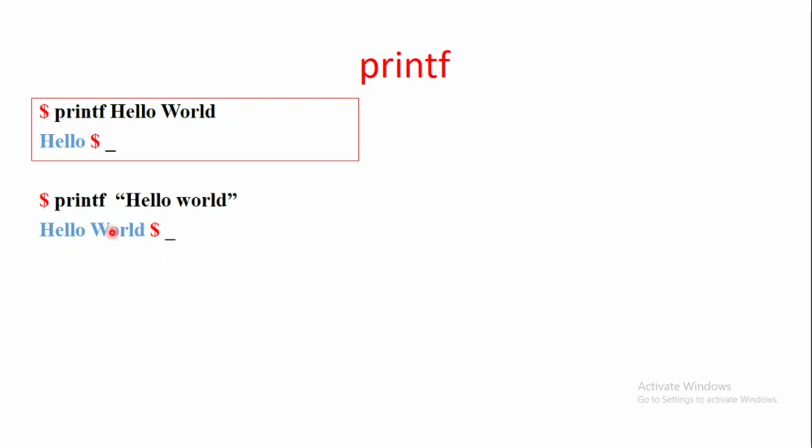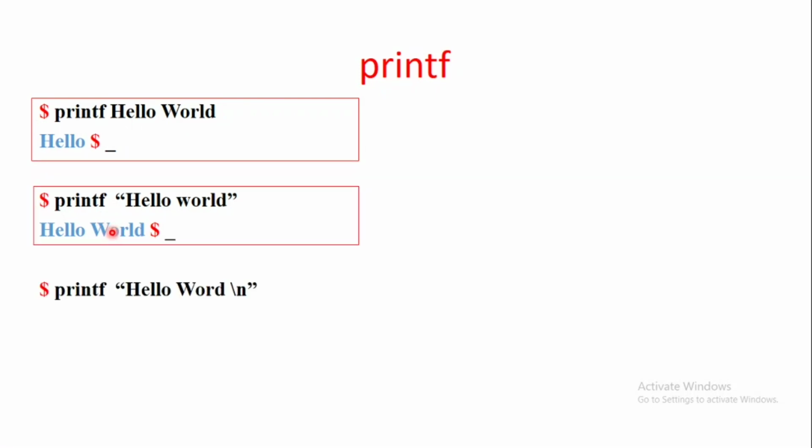So to remove that, we have to explicitly write \n at the end of each message. Okay, so in this case, we'll get the output hello world, and the command prompt where we enter the new command will come on a new line. Okay, so this is the difference between echo and printf. Basically both do the same operation of displaying the message.